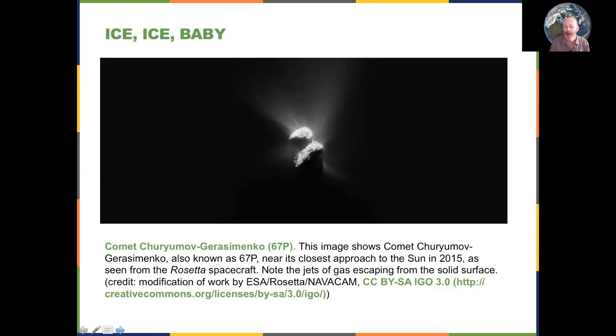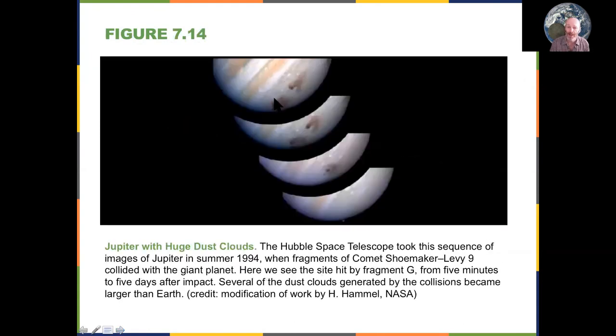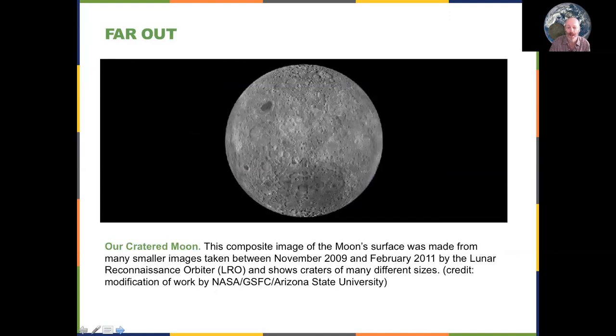Here's a comet. We actually landed on this comet, Comet Churyumov-Gerasimenko, and no one can say that, so we call it 67P. But we landed on that. We've seen comets hit other planets. Comet Shoemaker-Levy 9 actually hit the planet Jupiter, and those scars on Jupiter are larger than the Earth. So if that had hit us, we would not be in Earth Science class today.